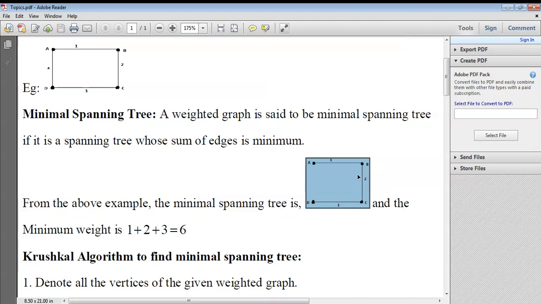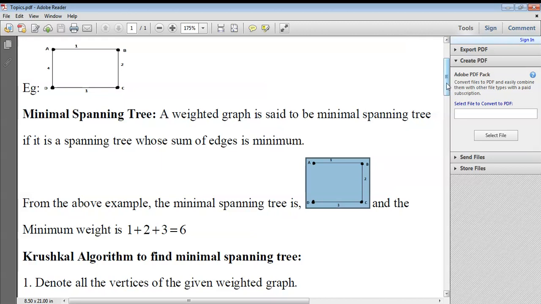Okay, so once again, see the definition of minimal spanning tree. A minimal spanning tree is a weighted graph which is itself a spanning tree, and the sum of the weights of the edges is minimum. The weight of an edge means some positive integer assigned to the edge. A spanning tree should contain all the vertices of the main graph, and it must itself be a tree. Tree means it must be connected and it should not contain any cycles.